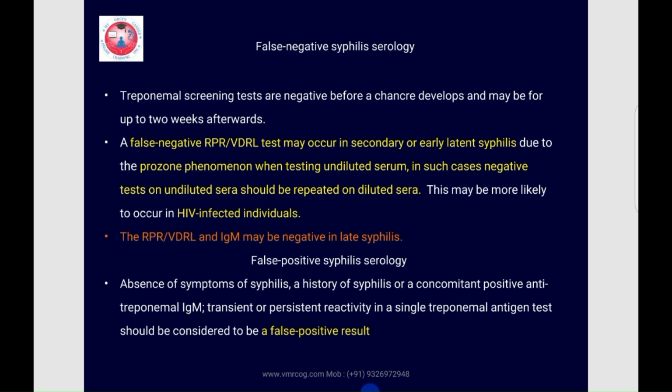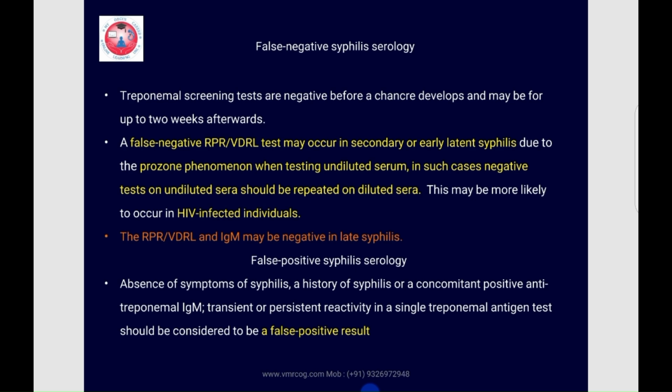So the prozone phenomenon is one of the conditions in which we are likely to get negative serology, and that will happen in secondary syphilis or early latent syphilis. Third, VDRL, RPR and IgM may be negative in late syphilis. So these are the conditions in which we can get a false negative syphilis serology.